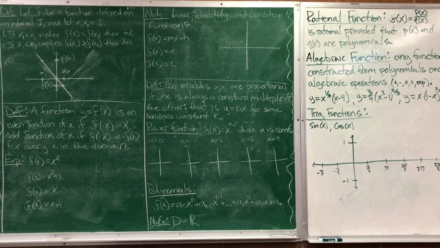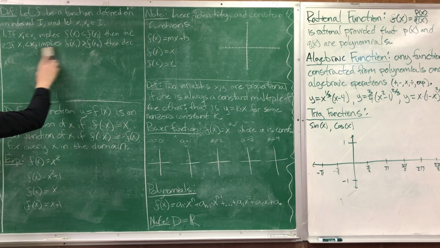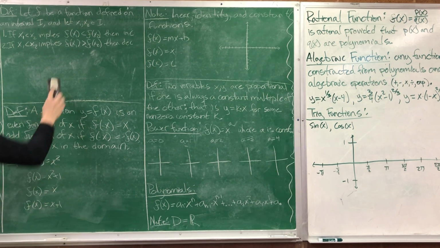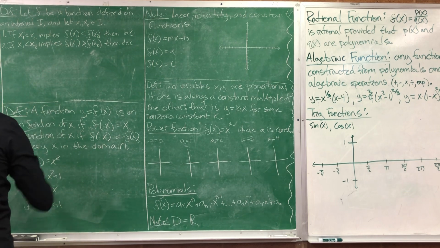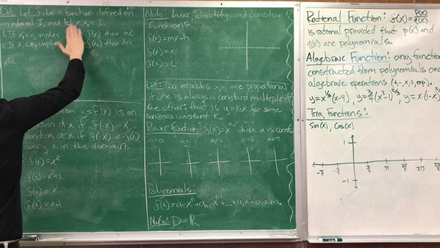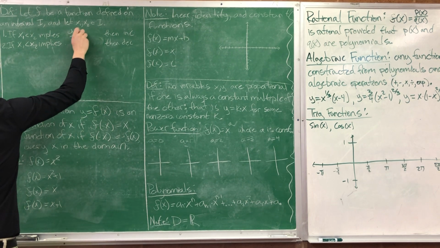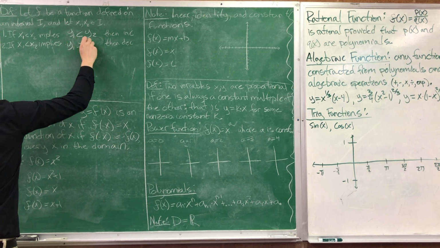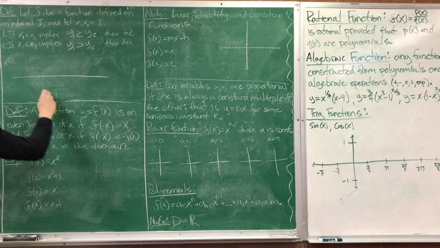Let's try it another way. Maybe if we use y1 and y2, and it'll just be less messy. y1 is less than y2. y1 is greater than y2. Okay. So we got two types of functions that we've got here.